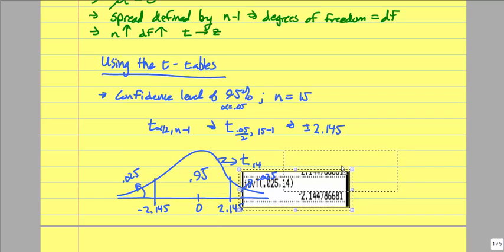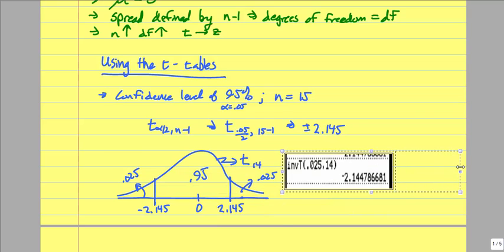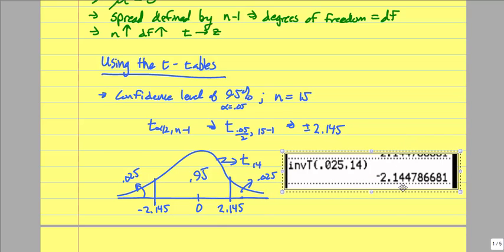And so you can get the same values from the t distribution table that we have on the back of the normal tables, or you can use the inverse t. Inverse t is my function right here to get the same value over here. Now if I rounded this to 3 places, I would get 2.14, and the 7 would raise the 4 to a 5. So I get the same value here.